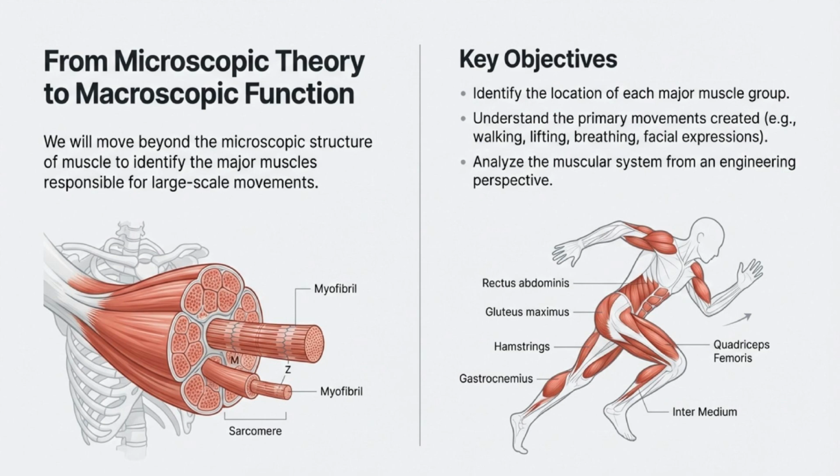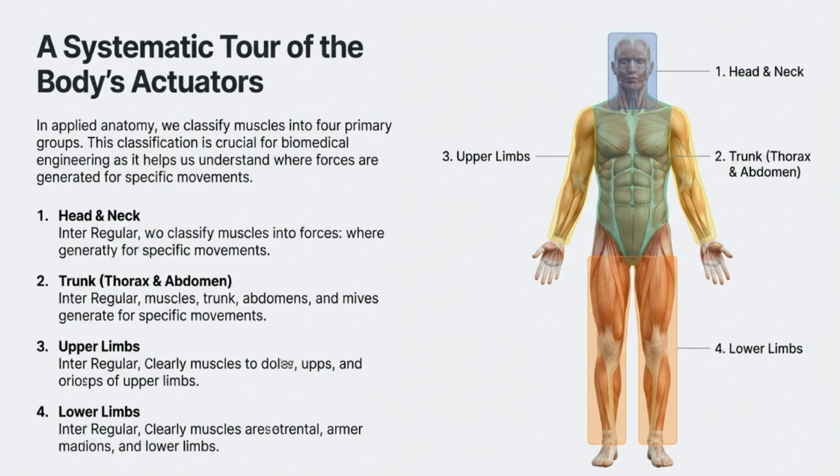Moving beyond the microscopic structure, we will focus on the major muscles responsible for large-scale movements. Our key objectives are to identify the location of each major muscle group, understand the primary movements they create, such as walking, lifting, and breathing, and finally, to analyze the muscular system from a distinct engineering perspective. Let's take a systematic tour of the body's actuators.